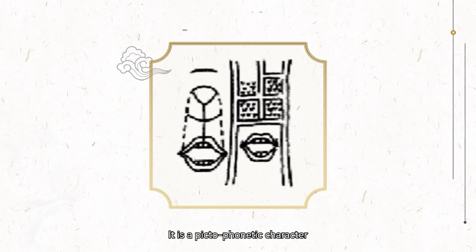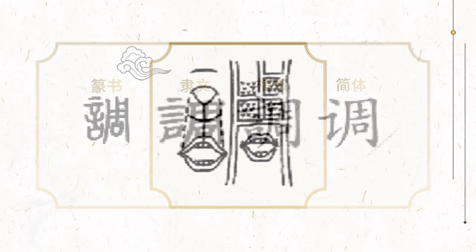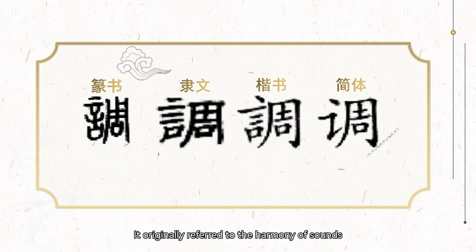It is a pictophonetic character. The left part of it is a semantic component, while the right is a phonetic component. It originally referred to the harmony of sounds. Now it means to arrange something evenly or appropriately.